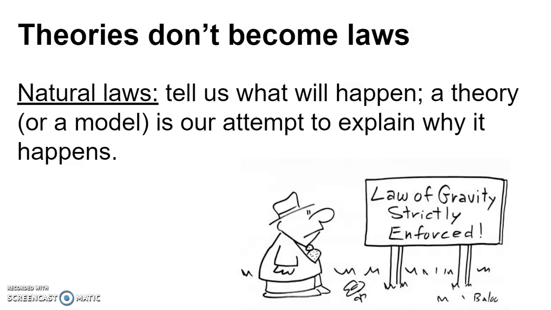Okay, so key thing about a law is it tells us what will happen. For example, if I drop my pen, it will fall to the floor due to the law of gravity. So that's kind of the key difference between a theory and a law. A theory is always going to tell us why it happens, whereas a natural law tells us what will happen.